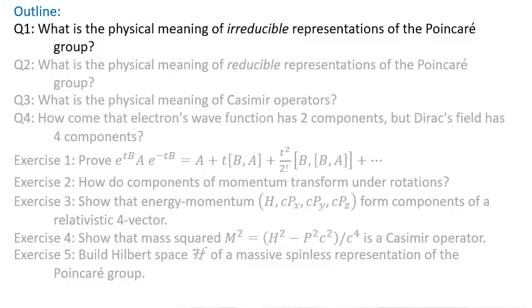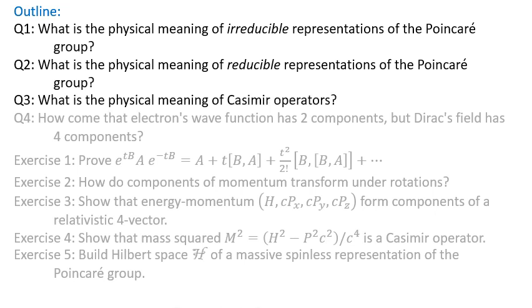Here is the plan. Question 1. What is the physical meaning of irreducible representations of the Poincare group? Question 2. What is the physical meaning of reducible representations of the Poincare group? What is the physical meaning of Casimir operators? And how come that electron's wave function has two components, but Dirac's field has four components?